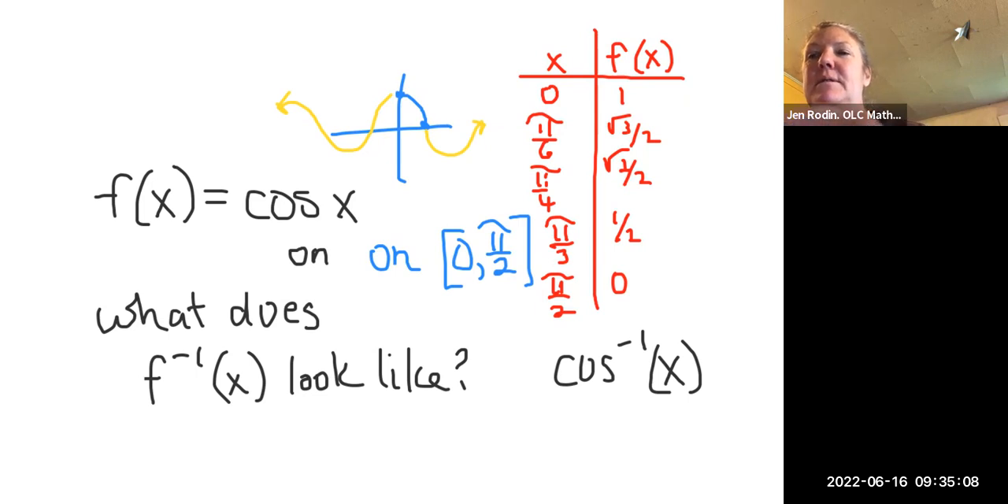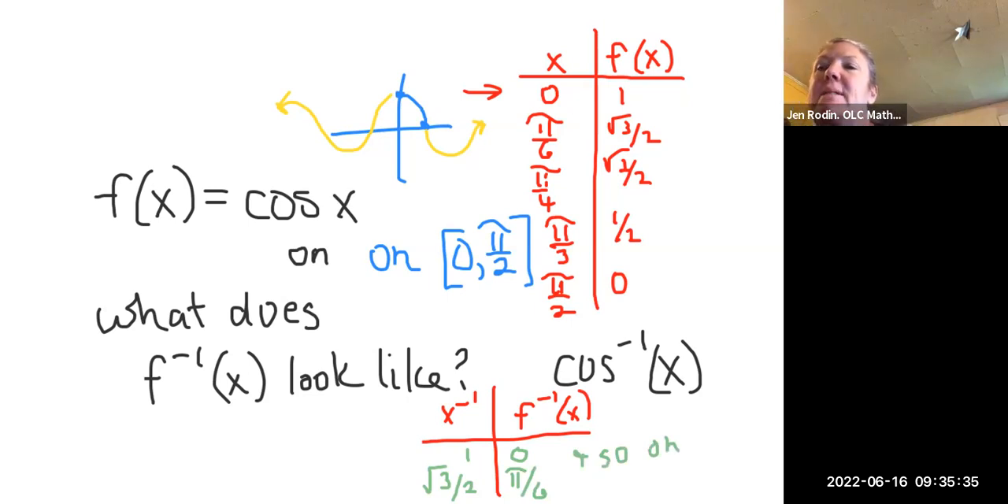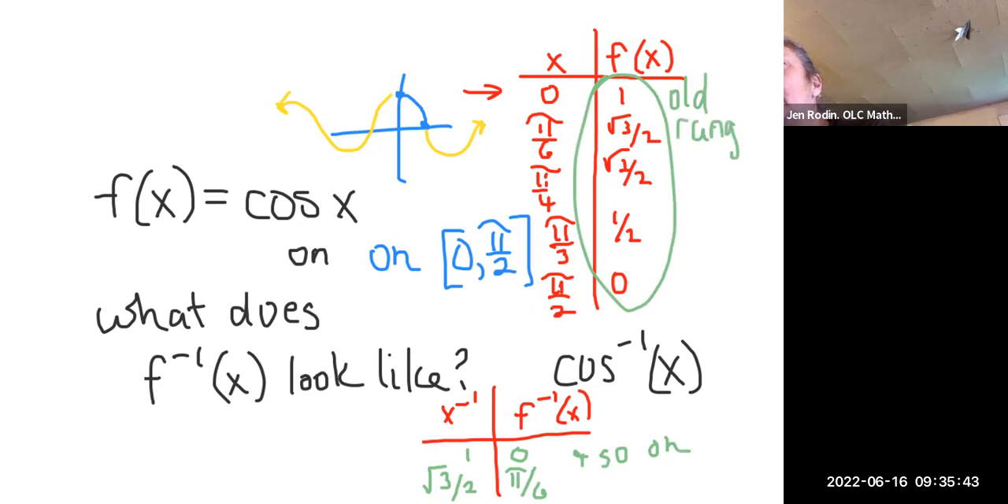The other way around. The new x and y, we just switch these around. They take turns, they swap out. When x is 1, y is 0. When x is root 3 over 2, y is pi over 6, and so on. That's all that's going on. This becomes the new domain. That used to be the range, the old range. These are things we did in college algebra also. Old range becomes the new domain and vice versa.